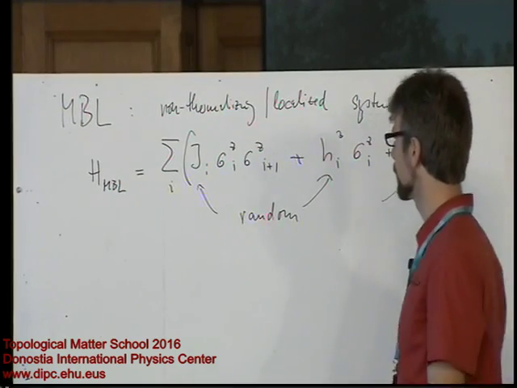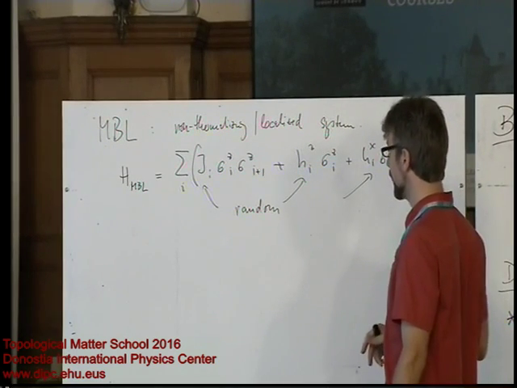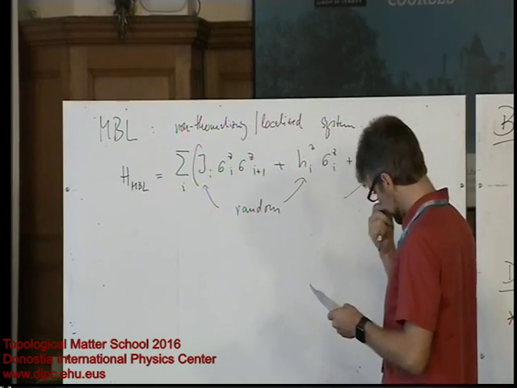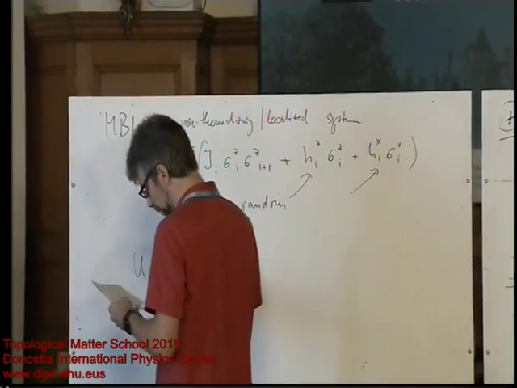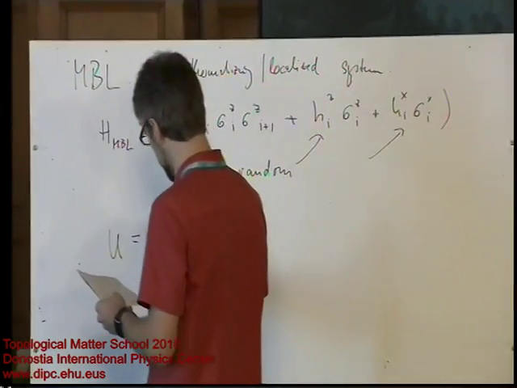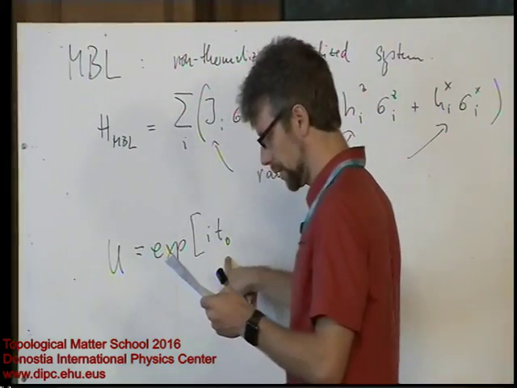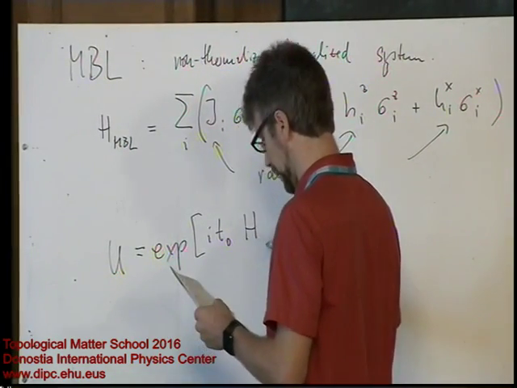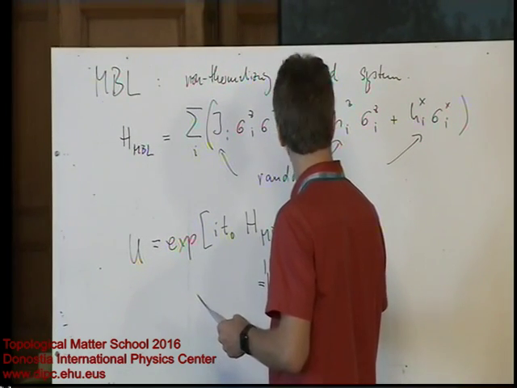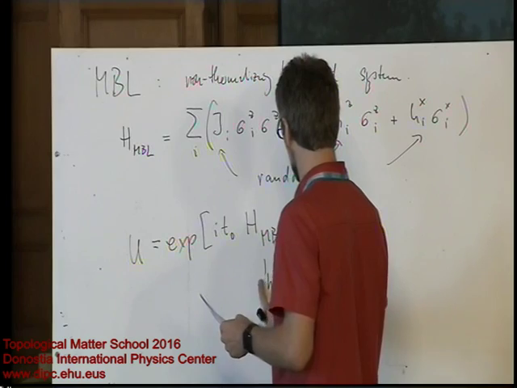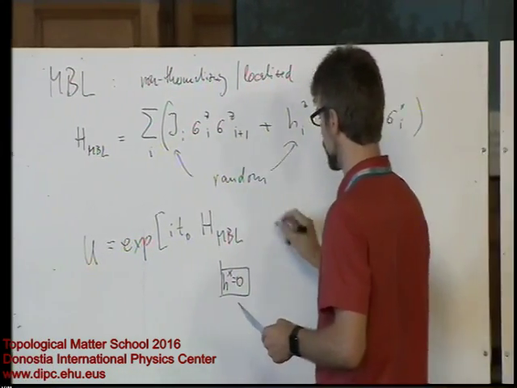If I choose this randomness strong enough, it will be in this many-body localized state. Now I want to use this to construct a unitary operation, like the Floquet unitary of the system. Namely, for some time t0, I will evolve the system with this MBL Hamiltonian. Actually, I'll choose hx equal to 0, so I only have these sigma z terms.